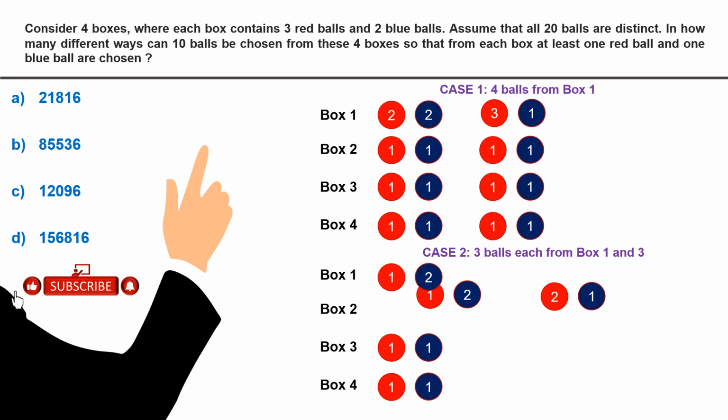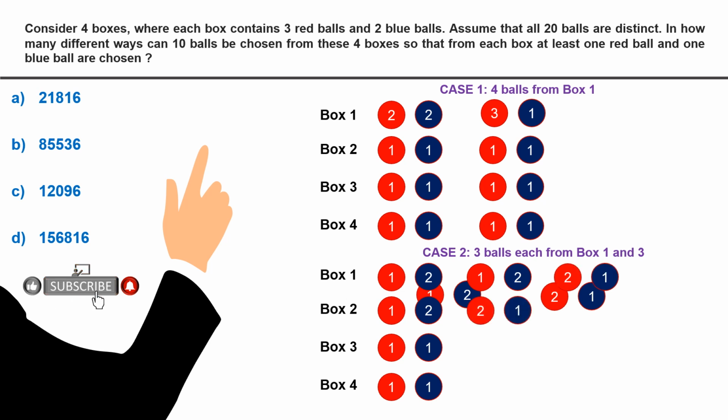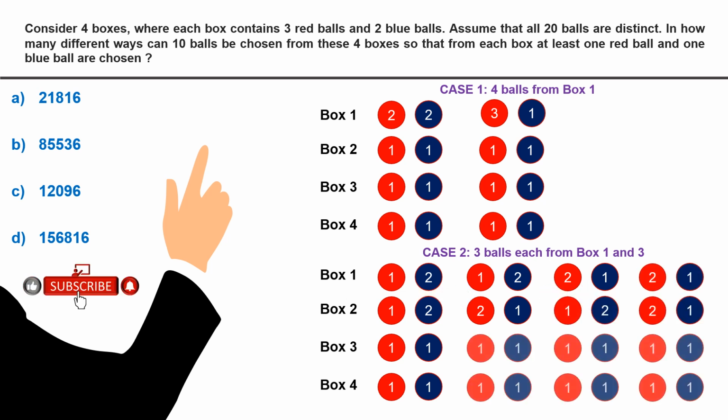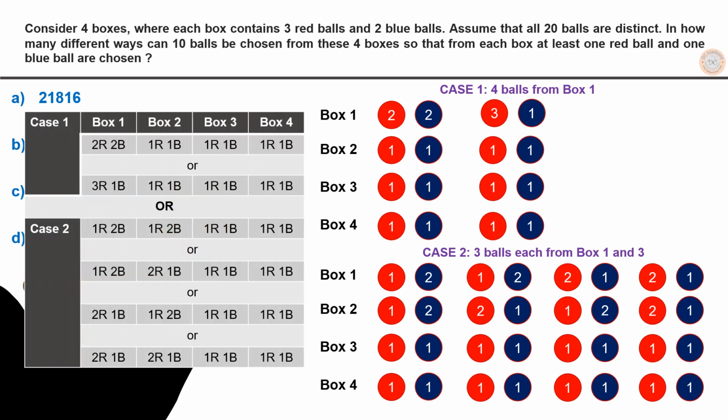Then box 2 has another 2 cases, that is 1, 2 and 2, 1. For box 1, if we have that 2, 1 case, then box 2 will also have 2 more cases. So these are the 4 cases possible, and for box 3 and 4, 1, 1 each. Therefore, we can make a table for everything together for more calculation.